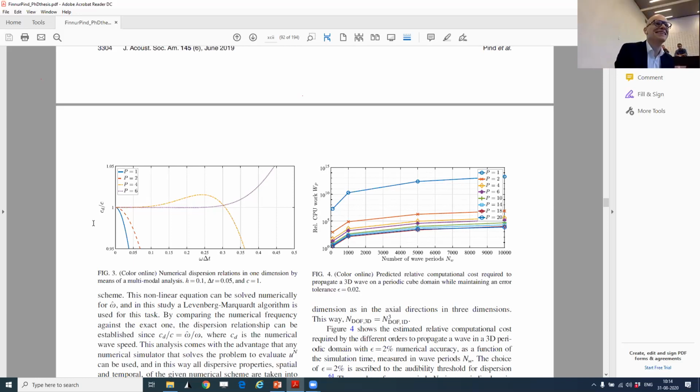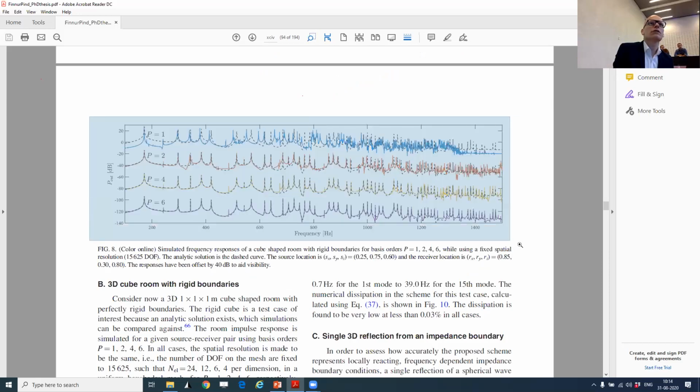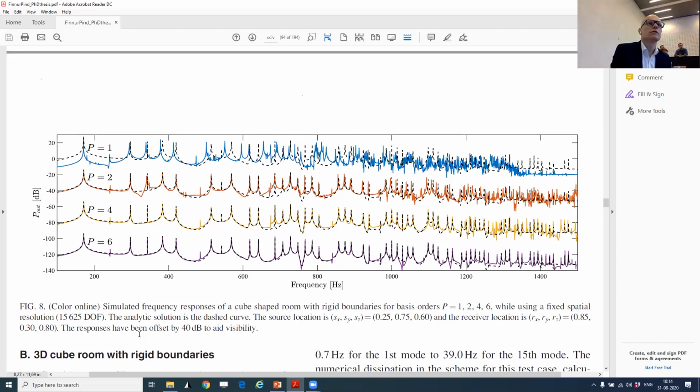Figure 8, please. All right, so here we see a very nice result where if you increase P, the order of your method, then the result is closer and closer to your reference solution. Indeed. Did you normalize both results to the source spectrum? Yes, so the analytic solution takes into account the source spectrum, it takes into account normalization to the source spectrum. So it's not a flat spectrum case here.